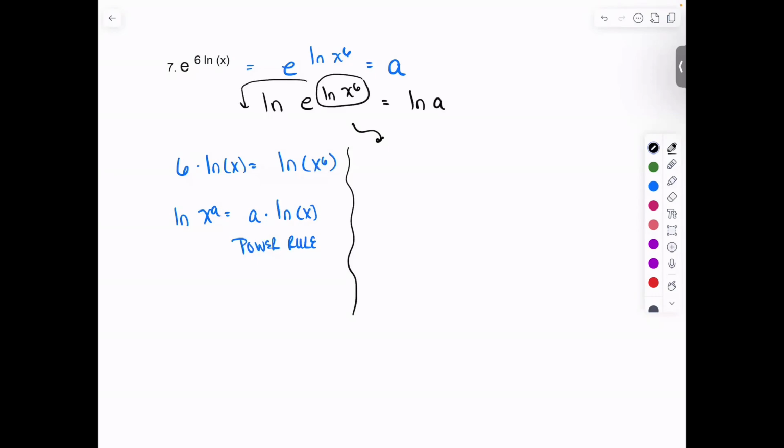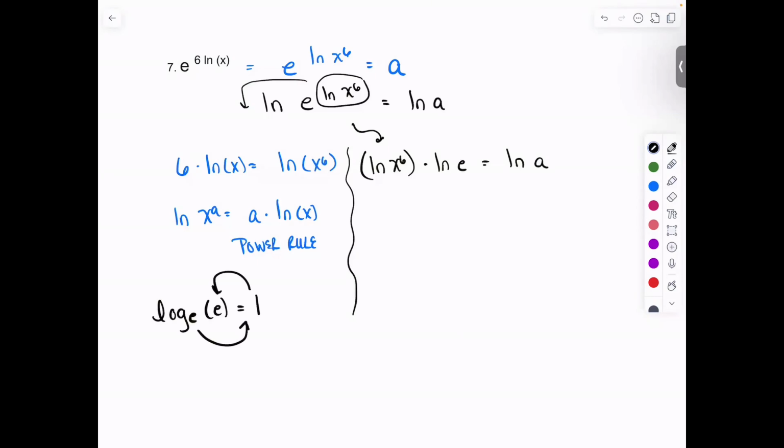I'm going to use my power rule, and I'm going to say ln x to the 6th power, put parentheses around it, times ln of e, equals ln of a. We don't know what a is, but we'll figure it out in a second. Now, ln of e is technically log base e of e, and that is 1. I know e to the 1st power is ultimately e.